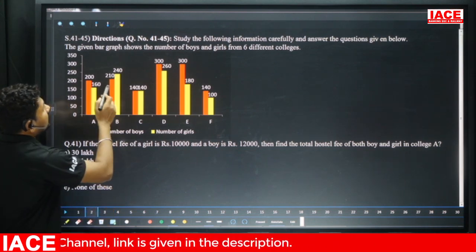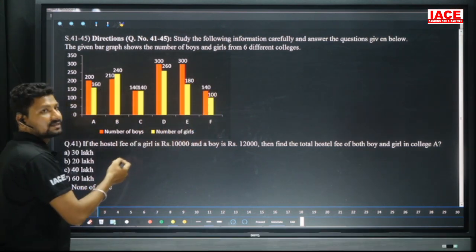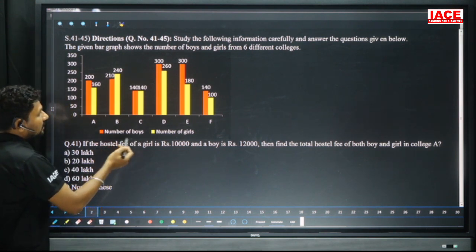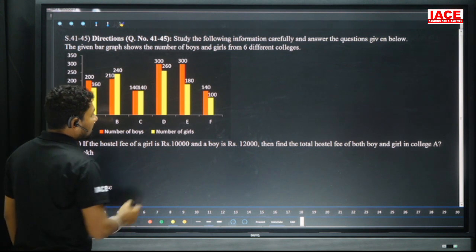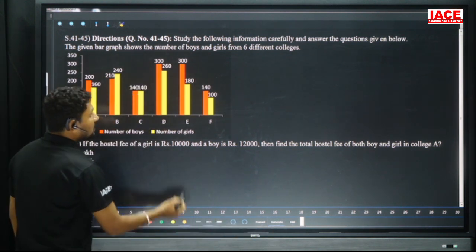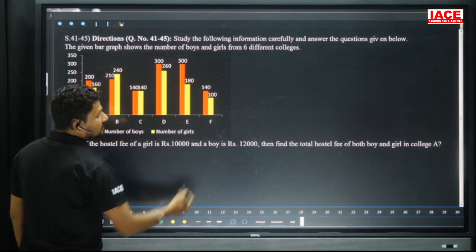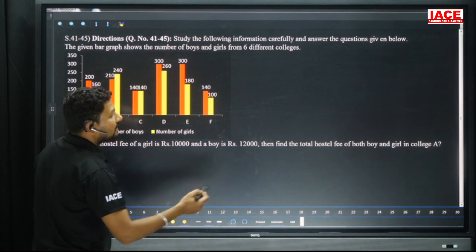The given bar graph shows the number of boys and girls from different colleges. Boys belong to red color, and yellow color belongs to girls. We'll go for the direct question. The hostel fee of girls is 10,000 rupees, and boys is 12,000 rupees. Then find the total hostel fee of both boys and girls in college A.